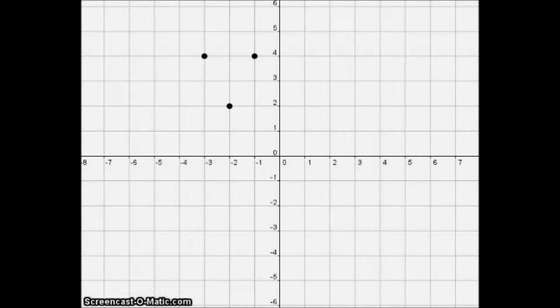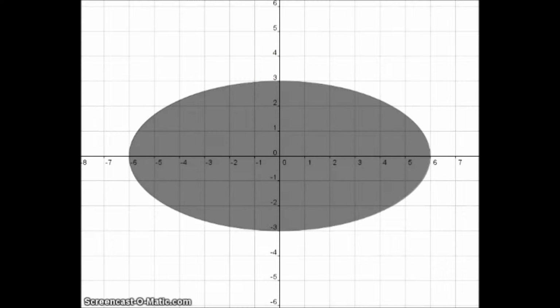They are -3, 4, -2, 2, and -1, 4. This is a different relation with a whole lot of ordered pairs. It includes -6, 0 on the very left end, 0, 3 at the top, 0, 0 in the middle, 1, 1 in this region. All of these shaded points correspond to ordered pairs belonging to this relation.